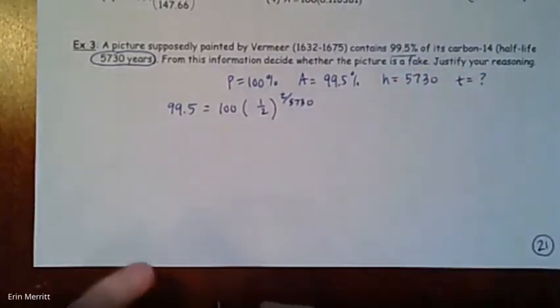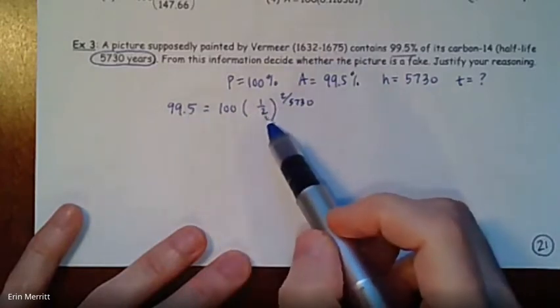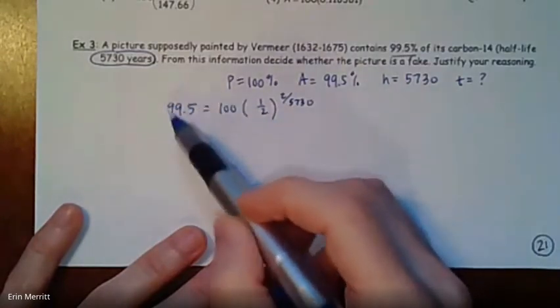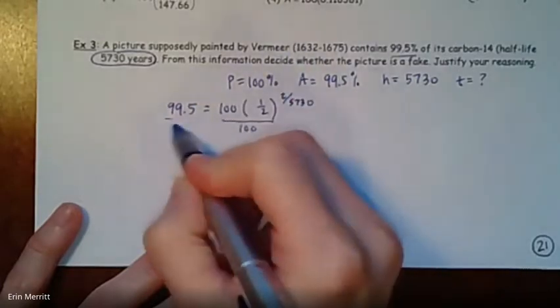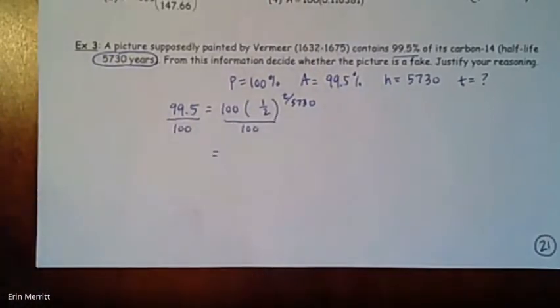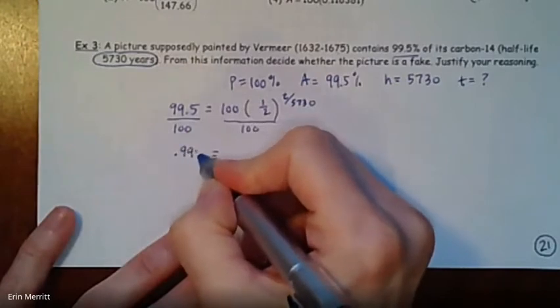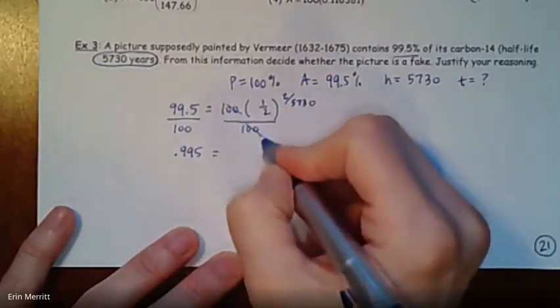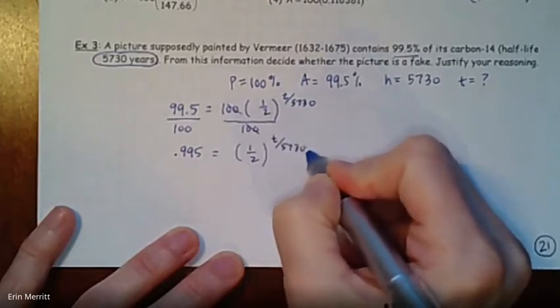All right. Now you can go right to just putting this into Y1 and Y2. In that case, I would have to change my window to see up to 100, or I can divide the 100 out, and then we can kind of keep the window from the last problem. So 99.5 divided by 100 is just going to move the decimal. So 0.995. This will drop the 100, and then 1/2 to the t over 5,730.